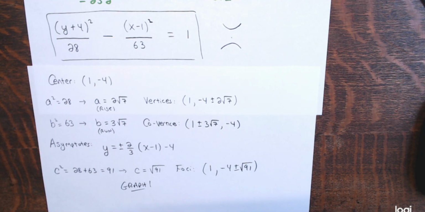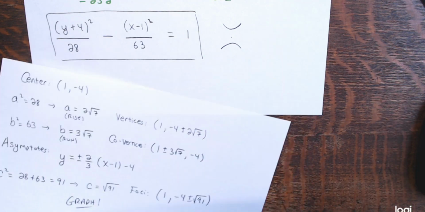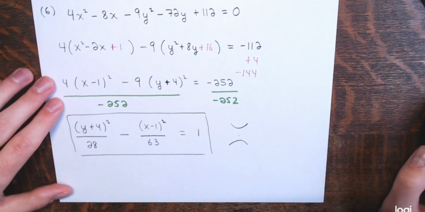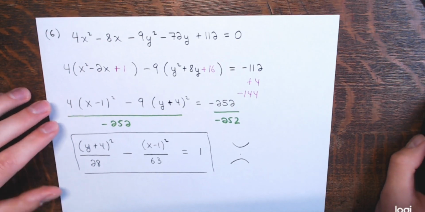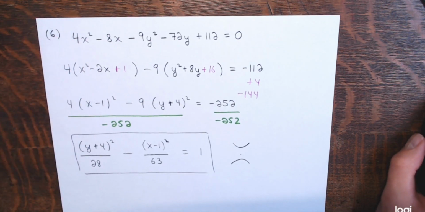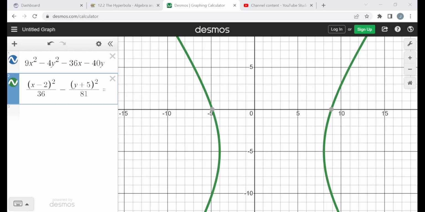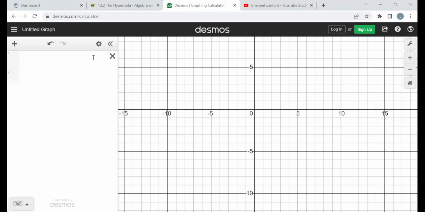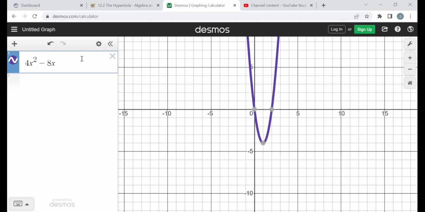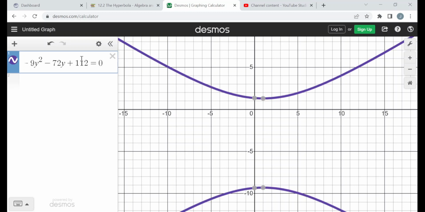Also, I guess just for some sense of peace and comfort, and help you relax, let me just go to the Desmos this one last time and graph these. So I'll graph these two equations, and you'll see that they're the exact same thing. Right? So 4x squared minus 8x minus 9y squared minus 72y plus 112 equals 0. And you see that there.